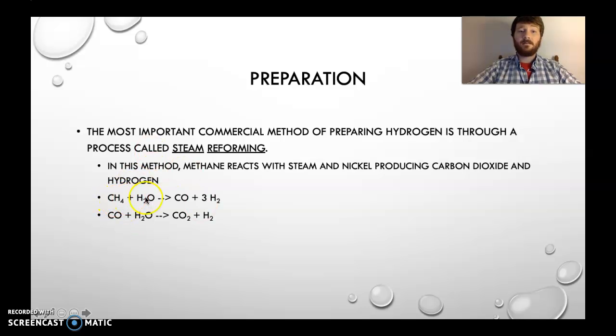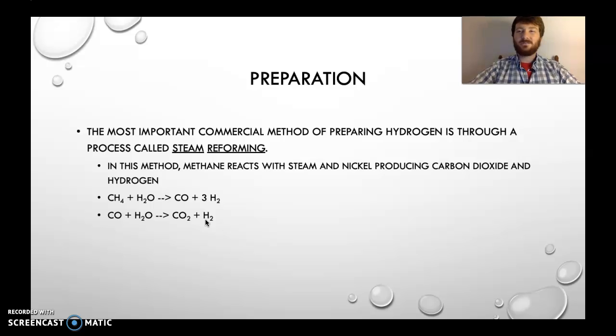They take methane, combined with water, makes carbon monoxide and hydrogen. Then they take that carbon monoxide, combine it with more water, and it makes carbon dioxide and hydrogen, producing at the end 4 hydrogens, while only using essentially 1 methane.